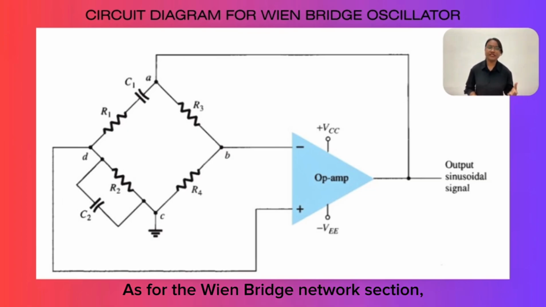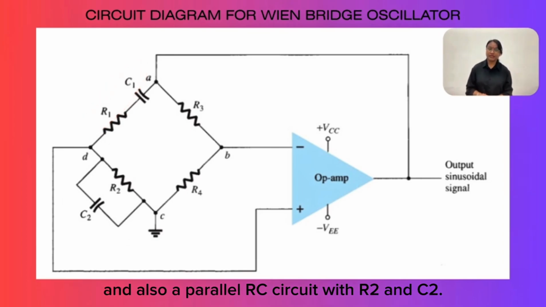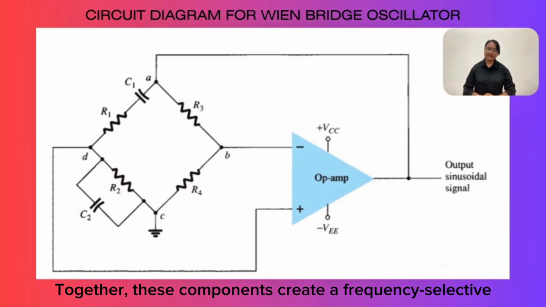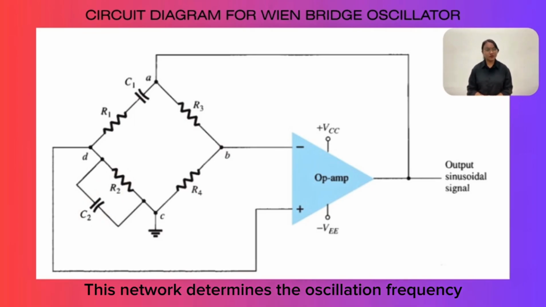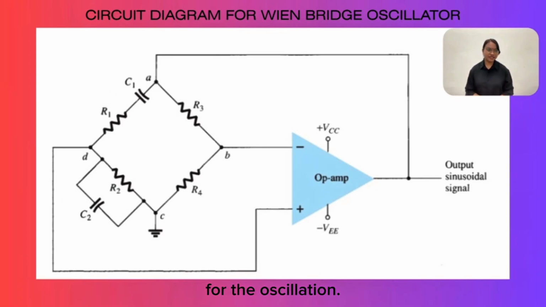As for the Wien bridge network section, it consists of a series RC circuit with R1 and C1 and also a parallel RC circuit with R2 and C2. Together, these components create a frequency selective feedback network. This network determines the oscillation frequency and provides the necessary phase shift for the oscillation.